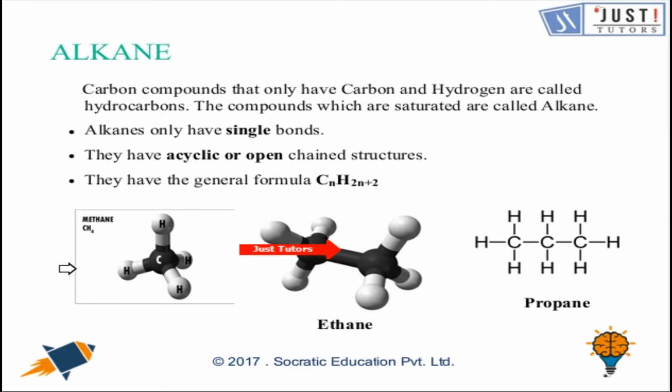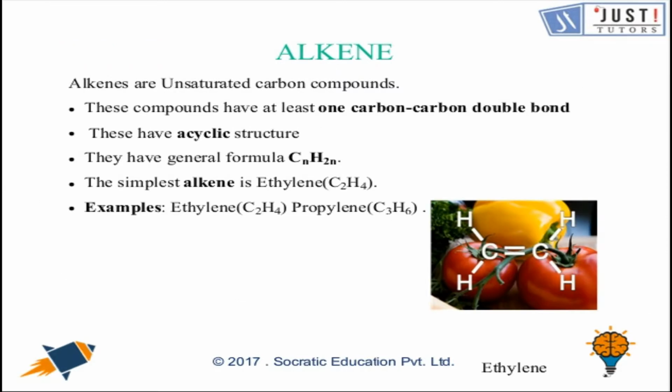Now let's talk about alkenes. These are the compounds which have at least one double bond. The simplest alkene is ethene, also known as ethylene. The general formula is CnH2n. In case of alkanes, we have CnH2n+2, but we have CnH2n in the case of alkenes.